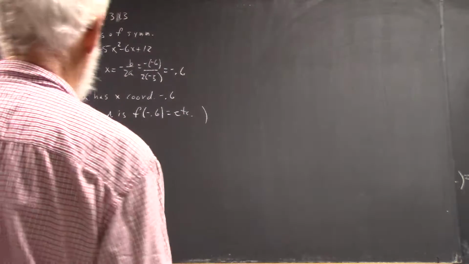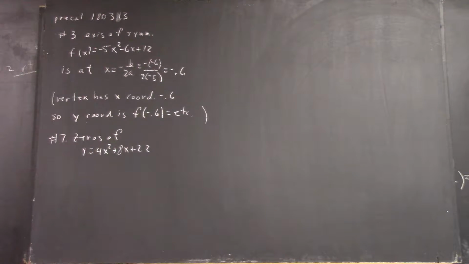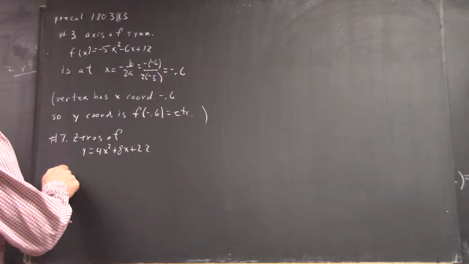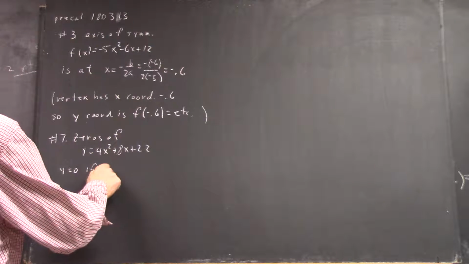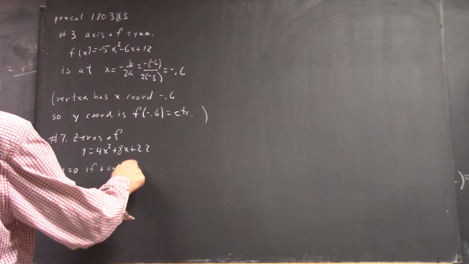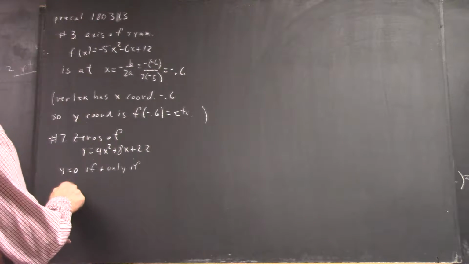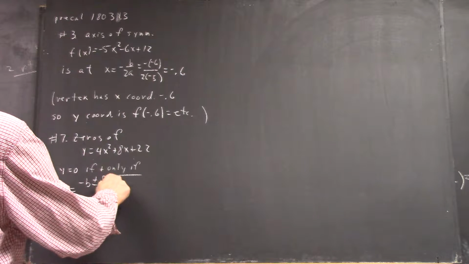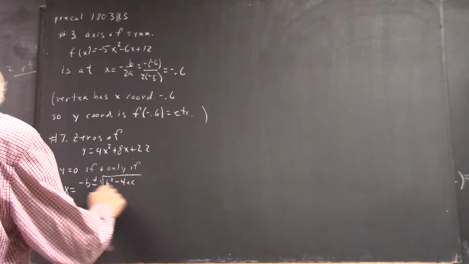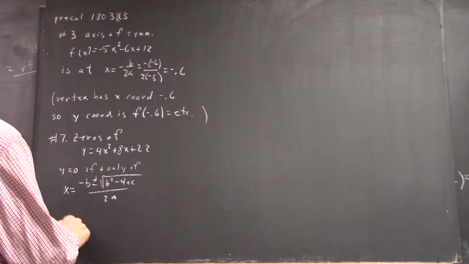Okay, number 7, you're asked to find the zeros of this function, right? How do you find the zeros? Y equals 0 if and only if x equals negative b plus or minus the square root of b squared minus 4ac, divided by 2a.